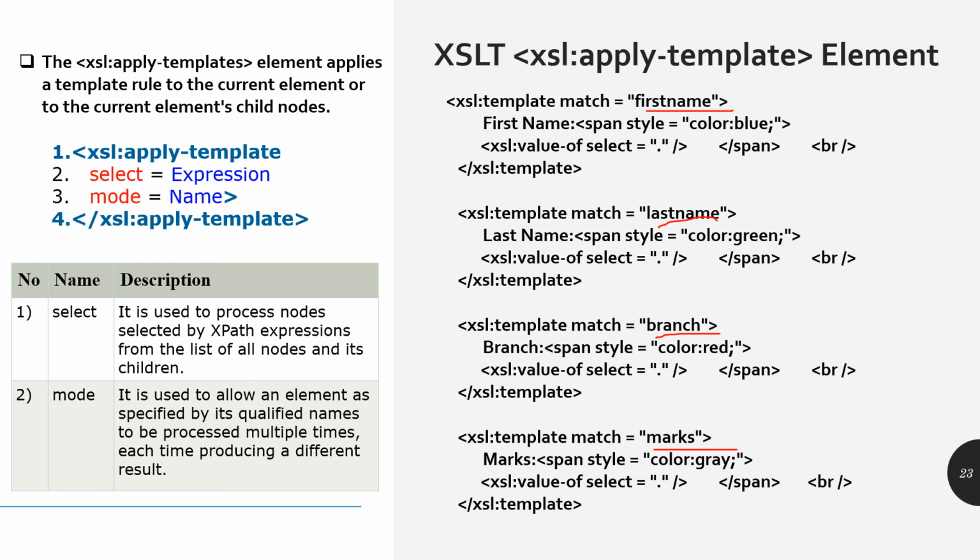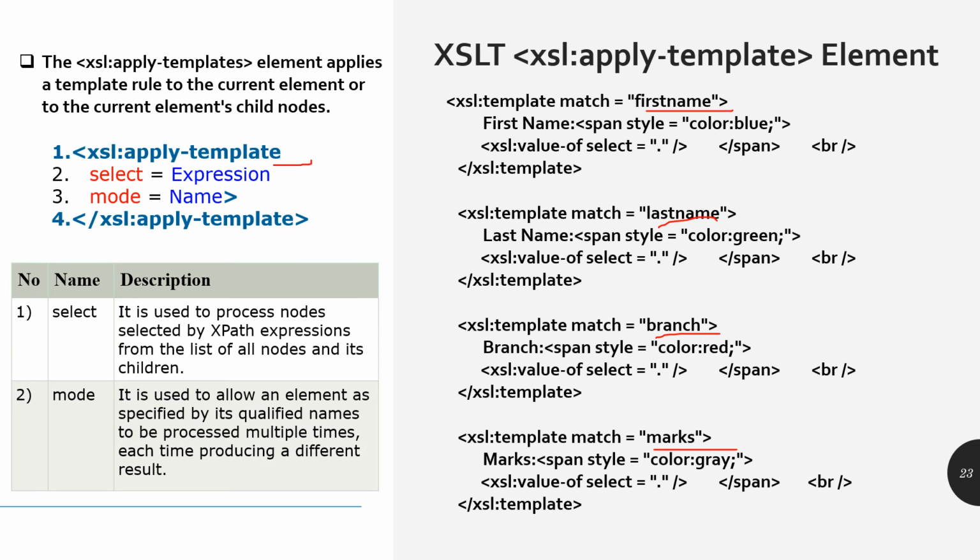Syntax is, so apply template tag you need to start. Within that you need to specify the select and mode. Here select in the sense the actual expression what you want to specify there. That is normally selected by the XPath expressions from a list of all nodes and its children.